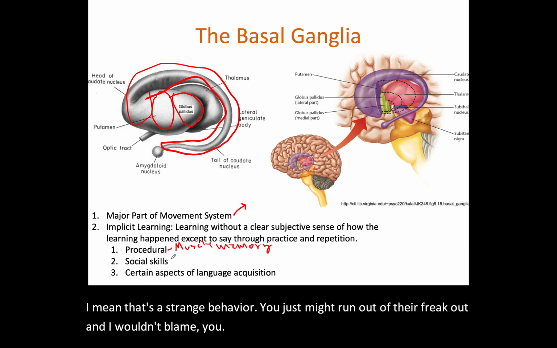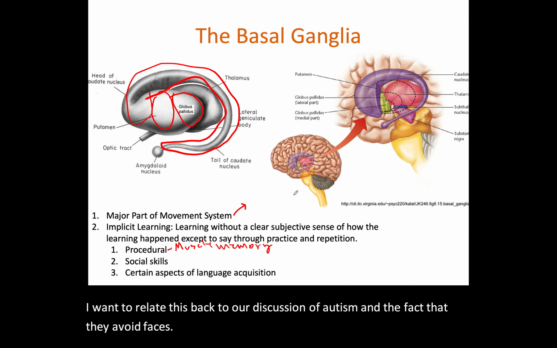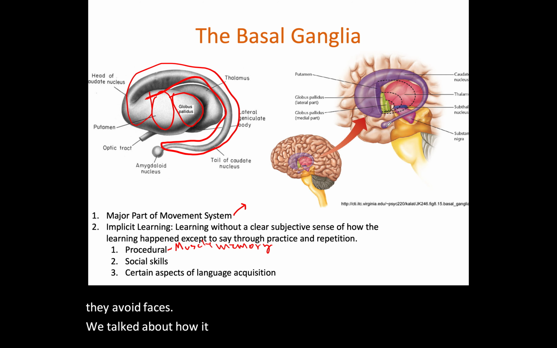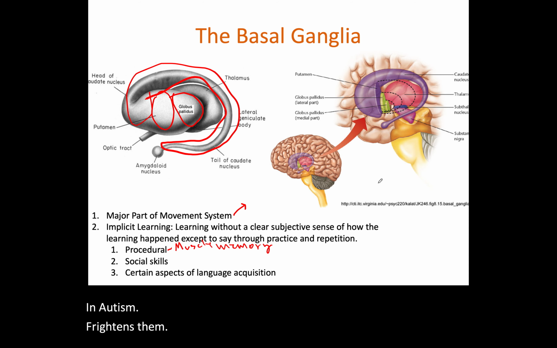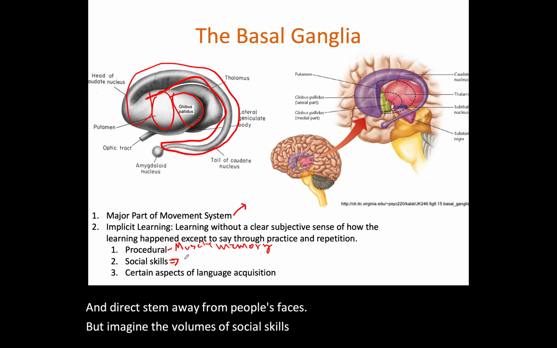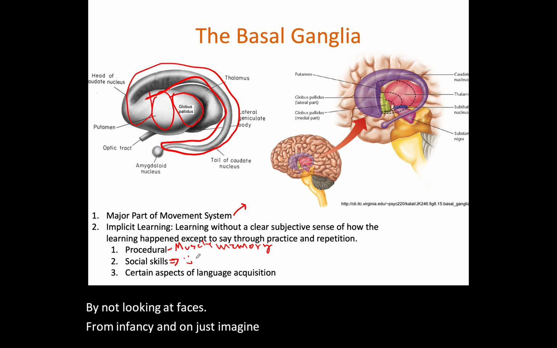And countless other examples. I want to relate this back to our discussion of autism and the fact that they avoid faces. We talked about how it may be that the amygdala overactivity we saw in autism frightens them and directs them away from people's faces. But imagine the volumes of social skills training they're missing out on by not looking at faces. From infancy and on, just imagine how much social skills training they're missing out on.